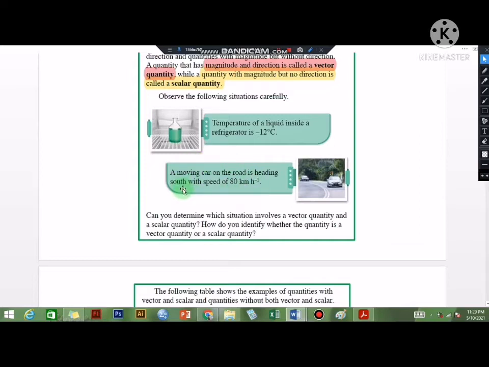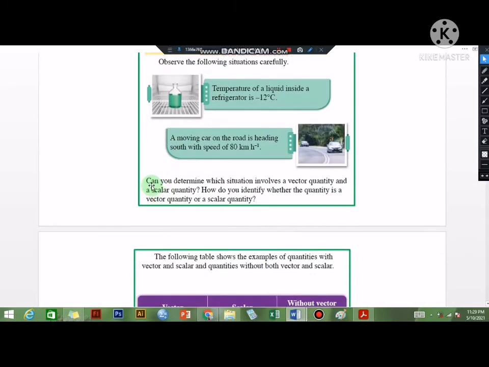Okay, remember. Now look at this one. Can you determine which situation involves a vector quantity and a scalar quantity? Okay, I already explained to you just now.